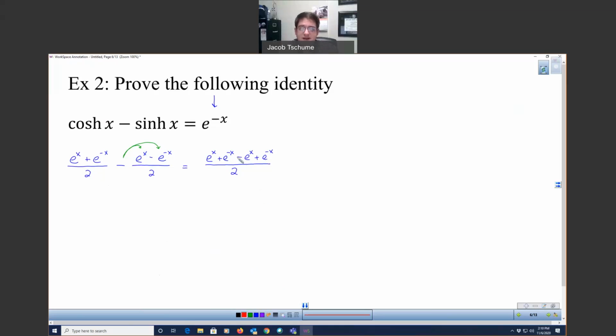And what that allows us to now do is that e to the x minus e to the x cancels, and you're going to end up with 2 e to the negative x, all divided by 2. And very nicely, the 2's cancel here, and you get a simplified answer of e to the negative x, which is exactly what I wanted to show. So we have just shown another identity: the hyperbolic cosine minus hyperbolic sine, as long as the angles are the same, will always be e raised to the negative x power.